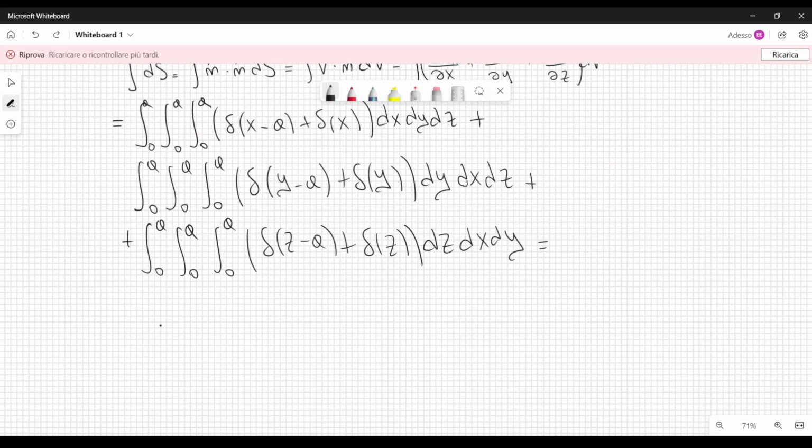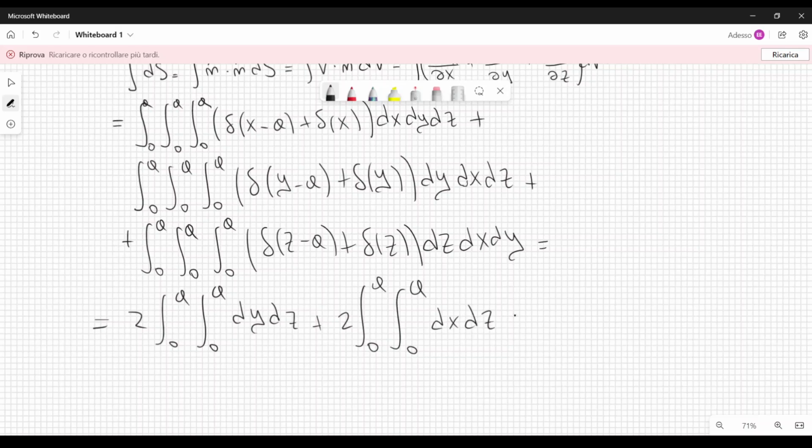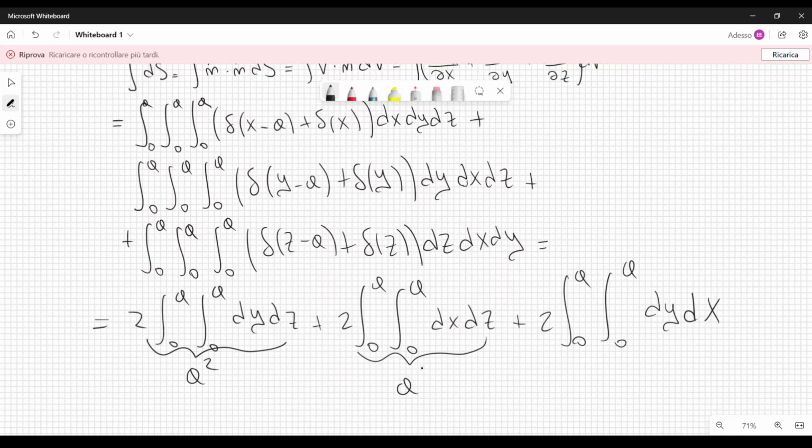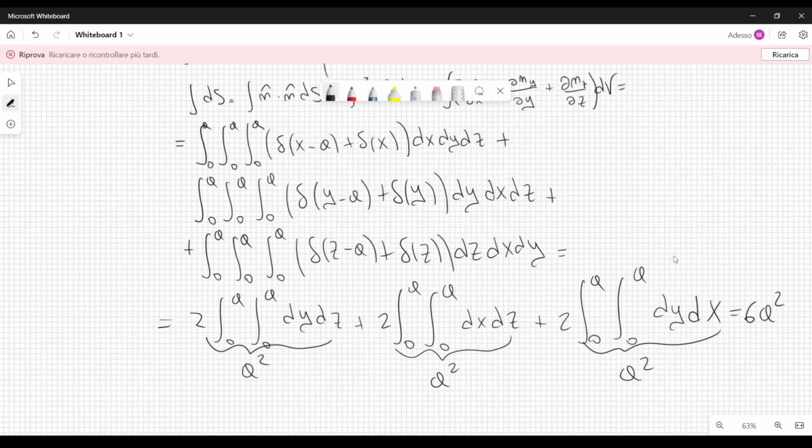So basically I have twice the integral from 0 to a, integral from 0 to a, dy dz, plus twice the integral from 0 to a, integral from 0 to a, dx dz, plus twice the integral from 0 to a, integral from 0 to a, dy dx, and this integral here is equal to a squared, this integral here is equal to a squared, and also this integral here is equal to a squared. So basically we get 6a squared, which is exactly the result that we wanted to find.